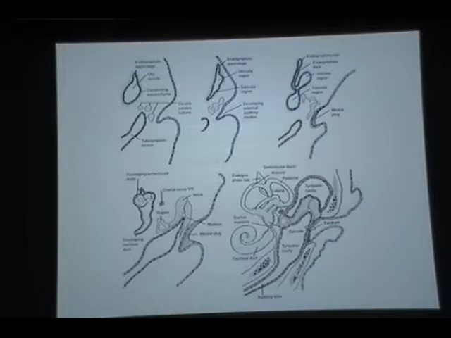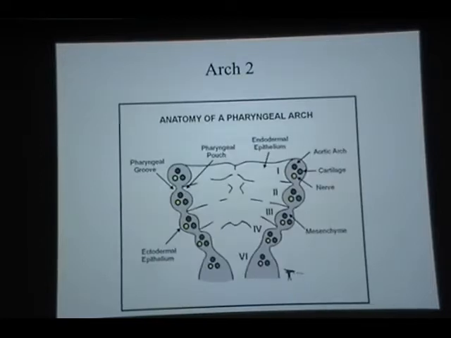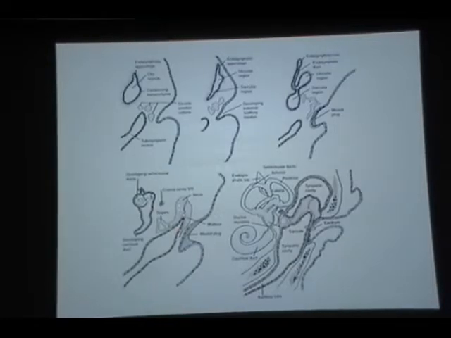So we're looking at the other derivatives of the first arch, these ear ossicles. The malleus and incus here are derived from Meckel's cartilage, endochondral ossification of Meckel's cartilage from the first arch. You can imagine if the Meckel's cartilage didn't form properly, you may be missing these ear ossicles. What would the result of that be?